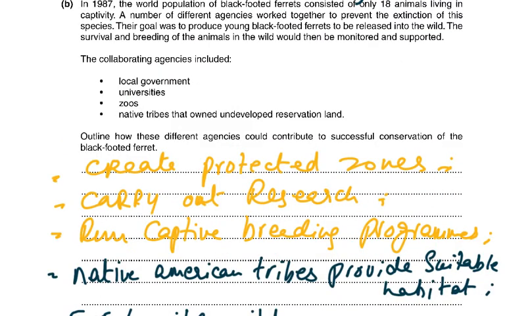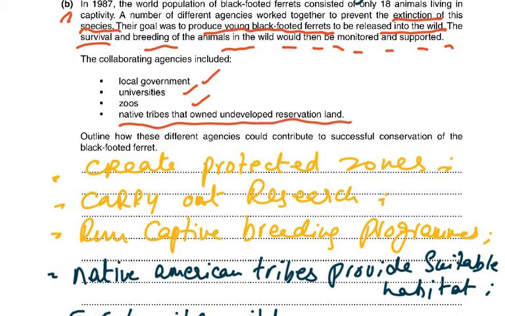In 1987, this is the B part of the question we are doing. In 1987, the world population of black-footed ferrets consisted of only 18 animals living in captivity. A number of different agencies worked together to prevent the extinction of this species. Their goal was to produce young black-footed ferrets to be released into the wild. The survival and breeding of the animals in the wild would then be monitored and supported. So this is a form of captive breeding. The collaborating agencies included local government, universities, zoos, and native tribes that own undeveloped reservation land.